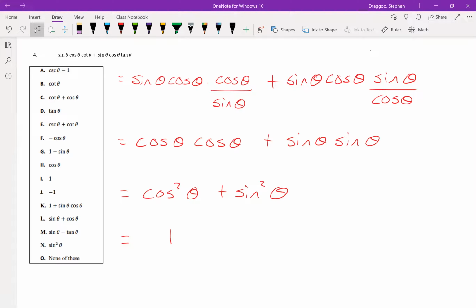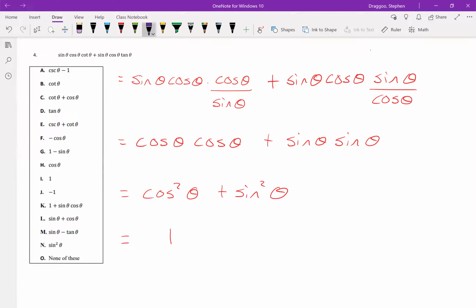Problem 4, I don't have any cofunction identities or any even or odd identities. I just have sine theta times cosine theta times cotangent theta plus sine theta, cosine theta, tangent theta. So the thing I did first was change everything to sines and cosines. So I'm just going to change that cotangent of theta to cosine over sine and change tangent to sine over cosine.